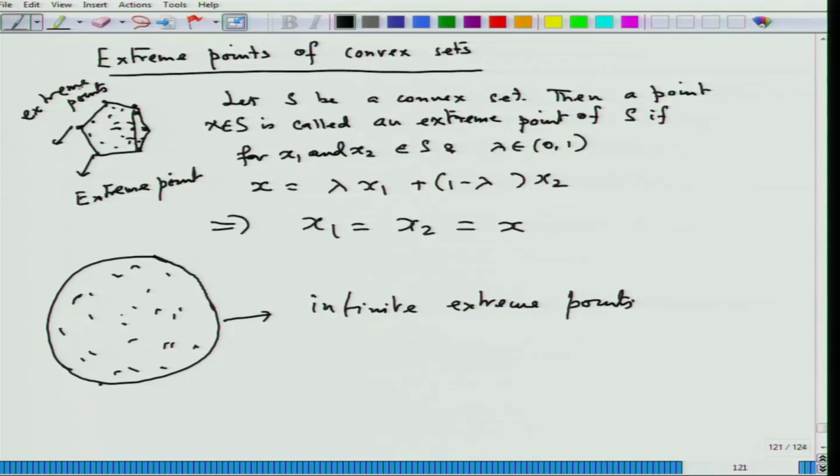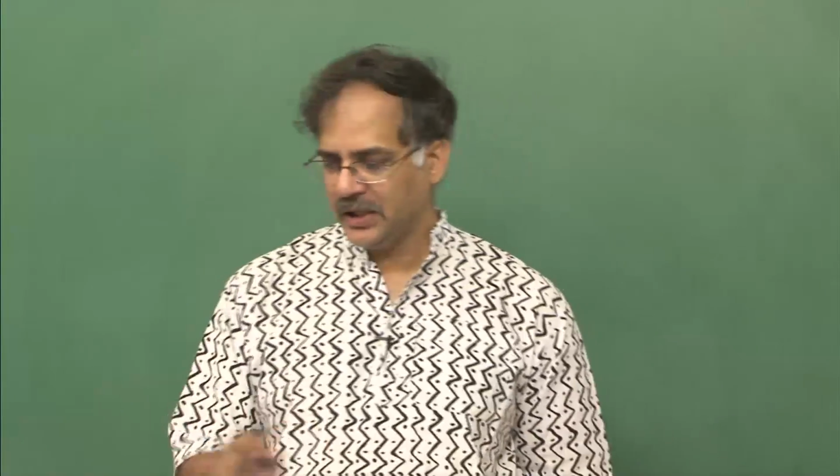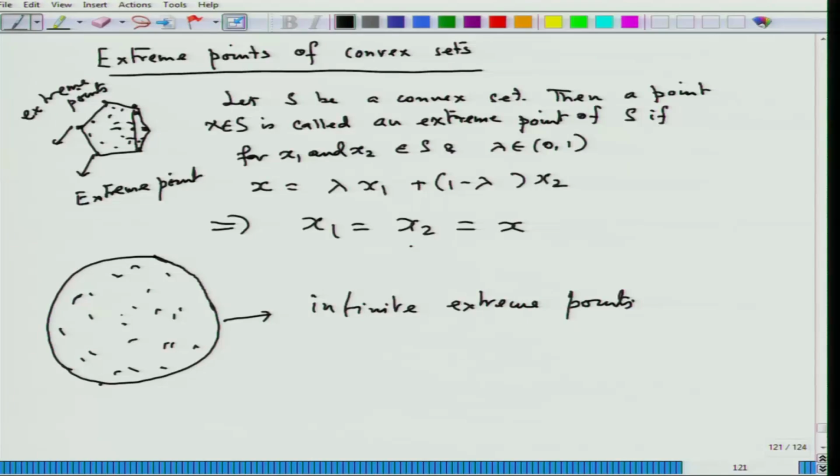Of course, it goes without saying that the extreme points are actually in the boundary. If it is not in the boundary, then I can always get 2 points such that this expression is true. So, it has to be in the boundary, right, because this is not true. Now, I will give you a homework: figure out how to show that extreme points are in the boundary.